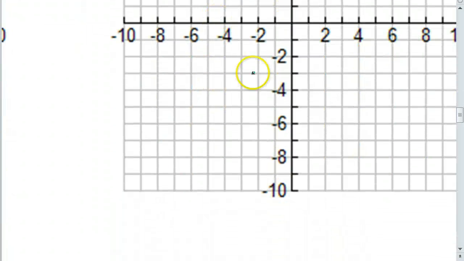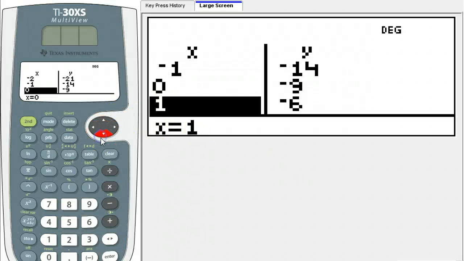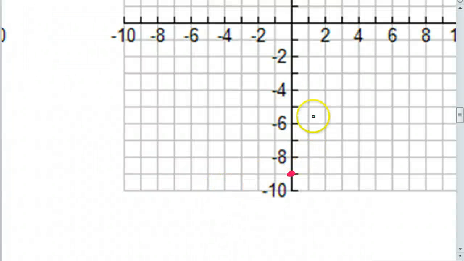Okay, so 0, negative 9, that's right here. All right, and then I'll scroll. Okay, so I've got negative 6, negative 5, negative 6. So here's negative 6, and then negative 5, and then negative 6. So I can already see it heading back down. So I know the next one's going to be back at negative 9 again. So go ahead and just draw that parabola.